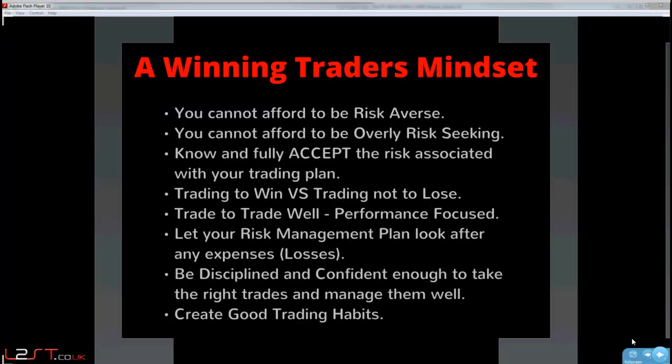We all have to shift to a trading to win mindset. It's essential for all of us to shift to a trading to win mindset versus a trading not to lose mindset. We must all accept risk, but at the same time, we shouldn't become overly risk seeking. Sometimes I deal with traders that are risk averse. Sometimes I deal with traders that are more risk seeking. Both of them can do damage to the capital. So we will have a look at that.